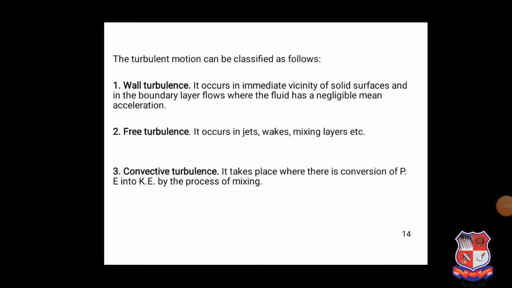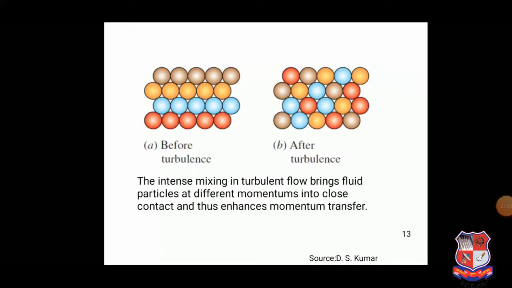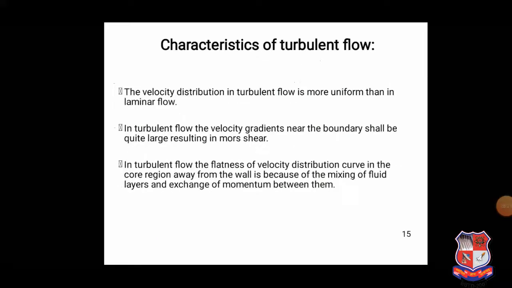As I already told you in this particular diagram, after turbulence and before turbulence, you just see when the turbulence came into action, all are mixed together and everyone has its own, different momentum. All fluid particles have different momentum, but they are in close contact, and it enhances momentum transfer. It means x parameter momentum is transferred to y parameter. When the turbulence came into action, at that time x fluid particle momentum is transferred to y fluid particle. So that is about the characteristics of turbulent flow.